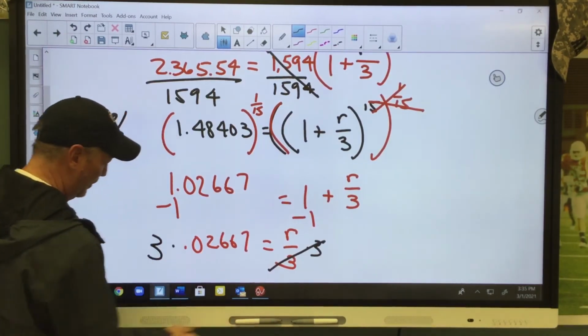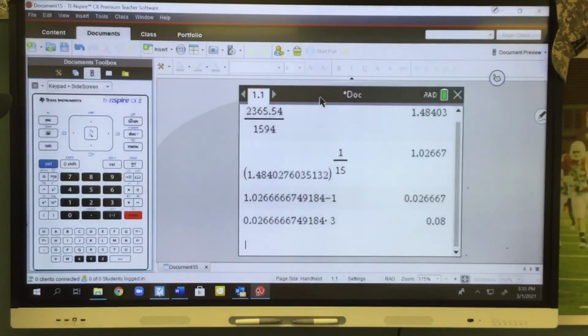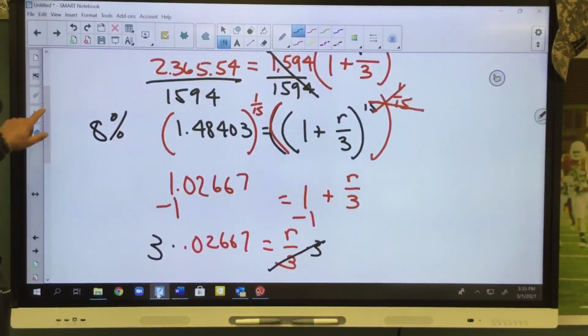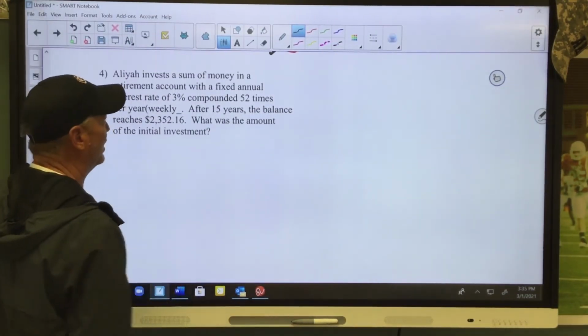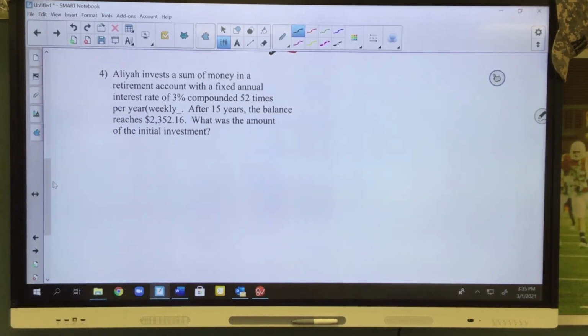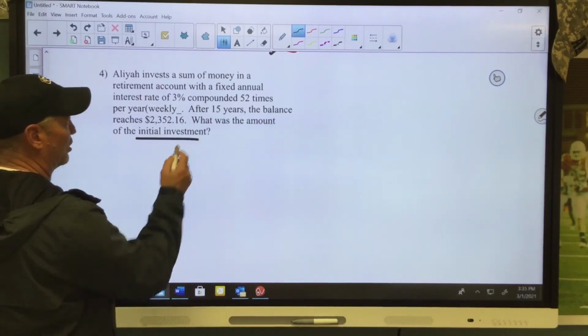Okay, let's keep going. All right, let's try another problem. Okay, we're going to invest a sum of money in a retirement account with a fixed annual rate. It says what amount is the initial. We want to know the initial amount.